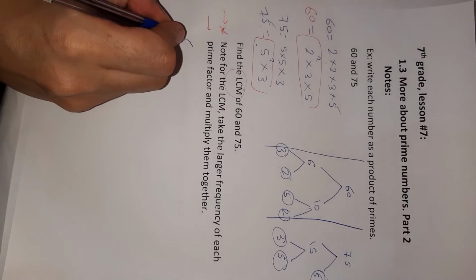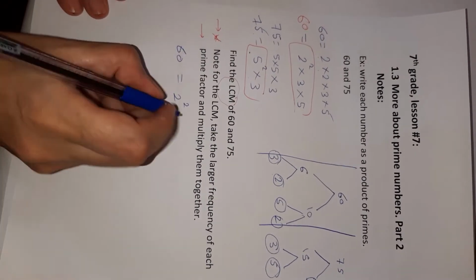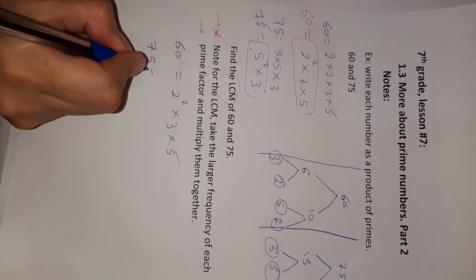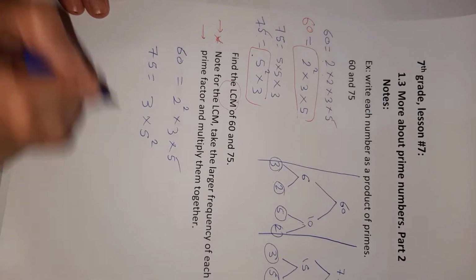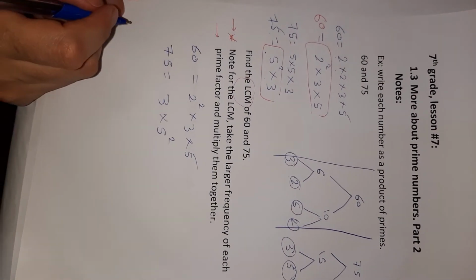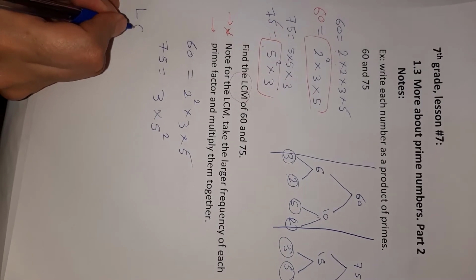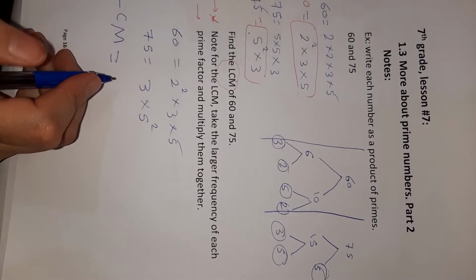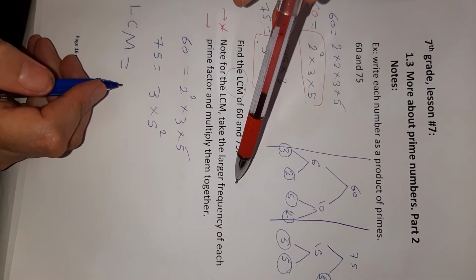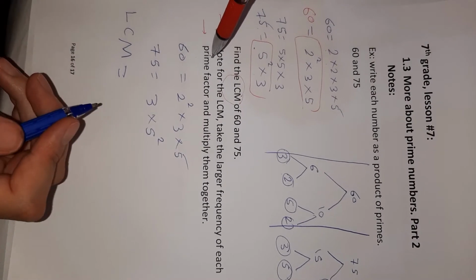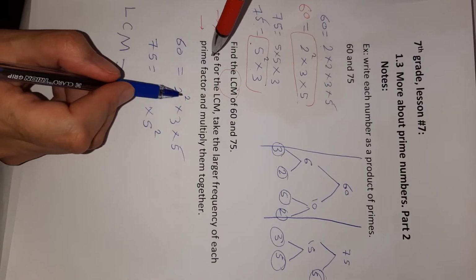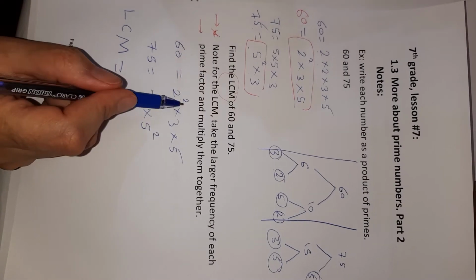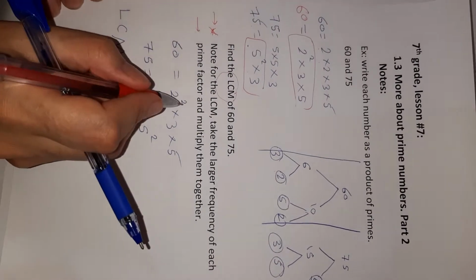Again, here we have 60 equals 2 squared times 3 times 5. Here 75 equals 3 times 5 squared. To find the LCM, lowest common multiple, be careful. Take the larger frequency of each prime. Here we have 2 squared. Here there is no 2 squared, so we just have in the first expression 2 squared, so you need to take this one.